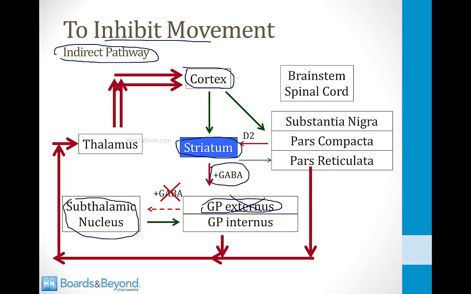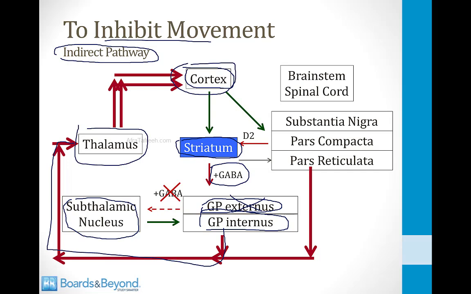Therefore, the subthalamic nucleus is free to do what it wants to do, which is to stimulate the globus pallidus internus. Therefore, the GP internus, which normally holds back the thalamus, now holds it back to an even greater degree, and the thalamus is even more inhibited than normal, and so it inhibits the cortex even more than normal, and you get decreased activity to the brainstem and spinal cord for movements that are unhelpful to a complex maneuver.